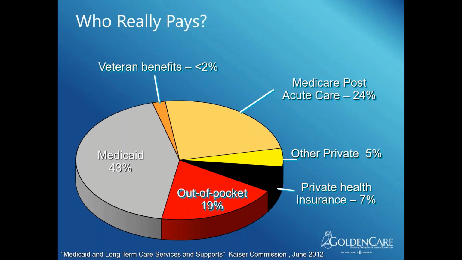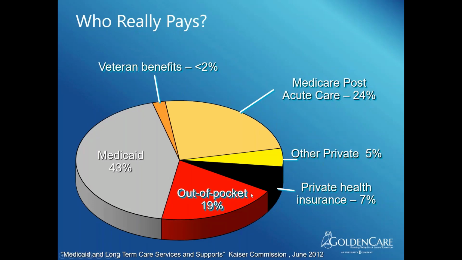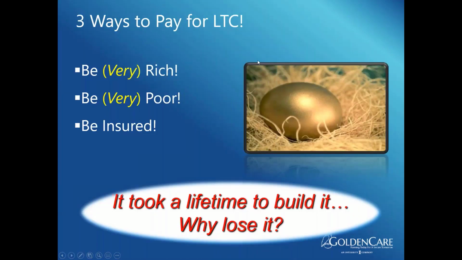Those people are paying that, whatever it is, 100,000 a year out of their own pocket. And 100,000 a year doesn't take long to wipe you out. And that's the devastating effect that long-term care can have. They think their private insurance covers them. They think Medicare does. It doesn't. Okay. So there's really 3 ways to pay for long-term care. Be very, very rich, be very, very poor, or be insured. That's it. Okay.